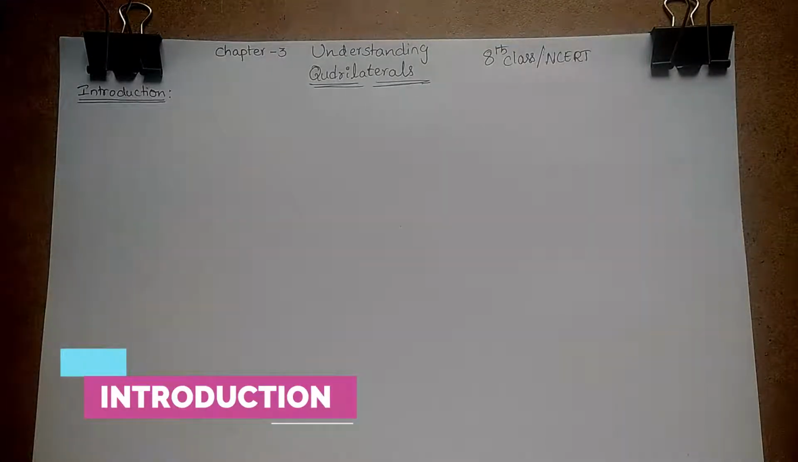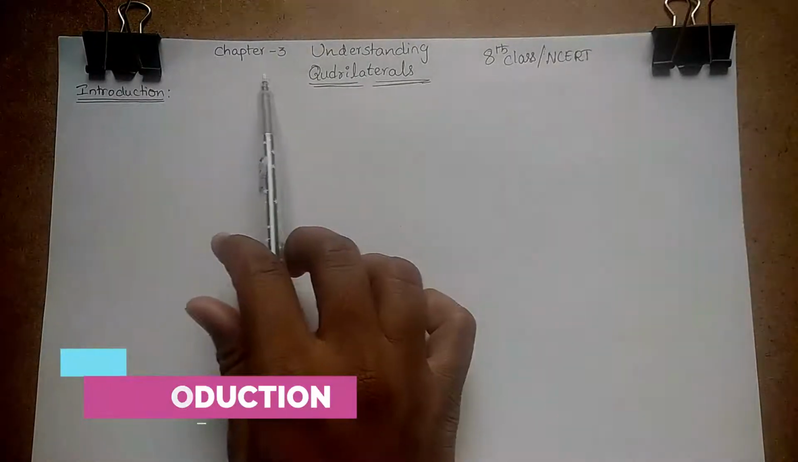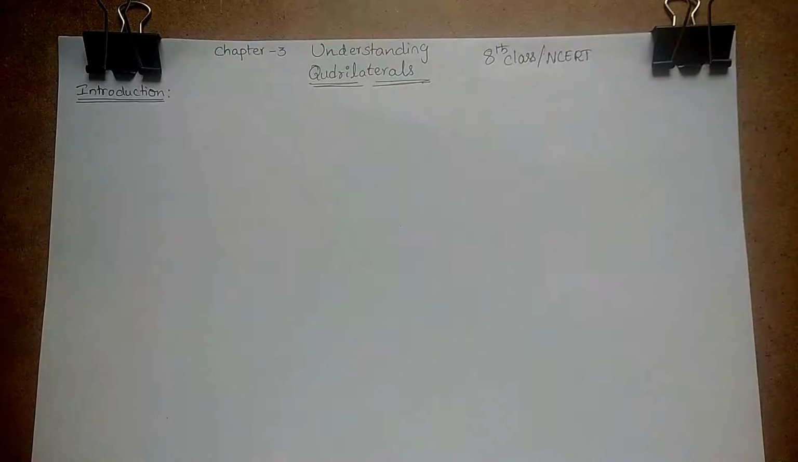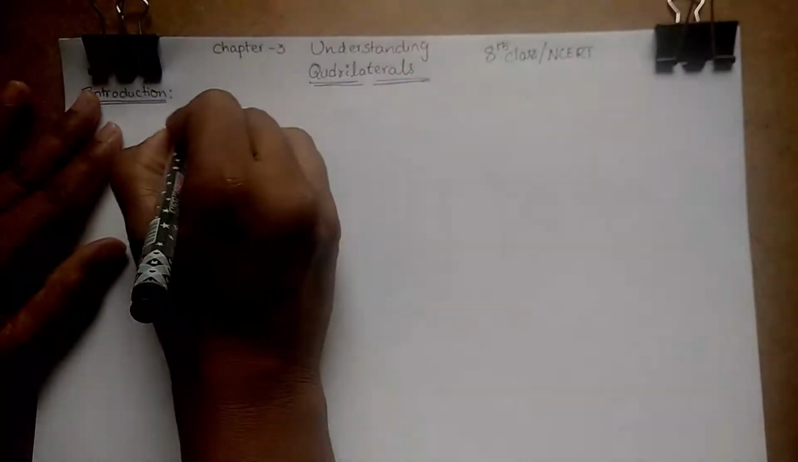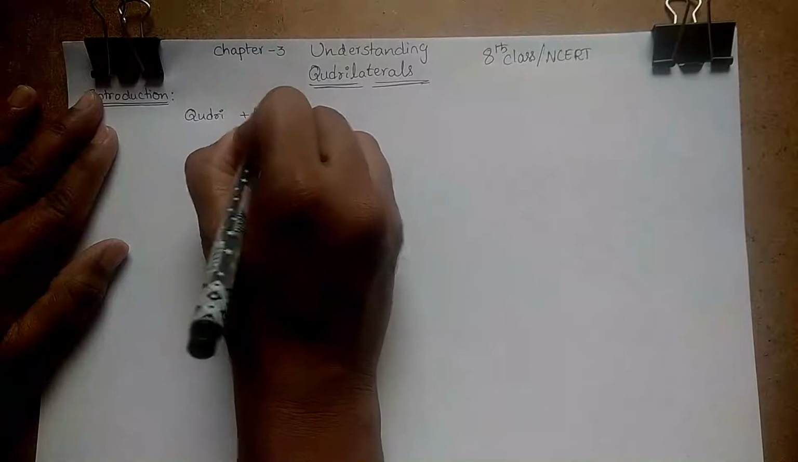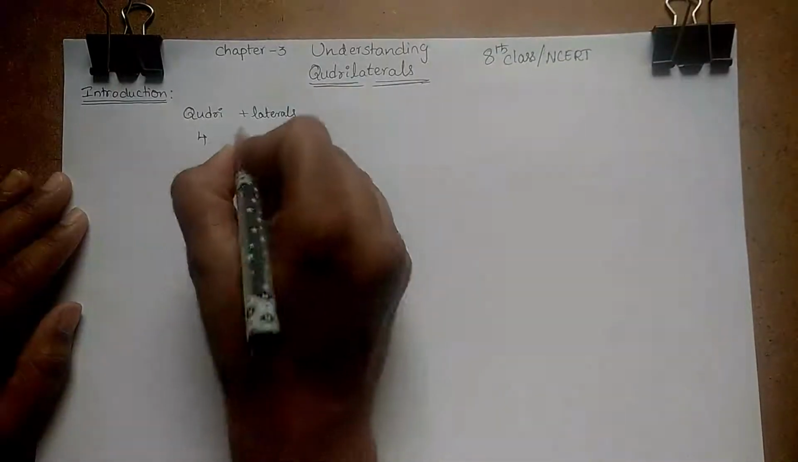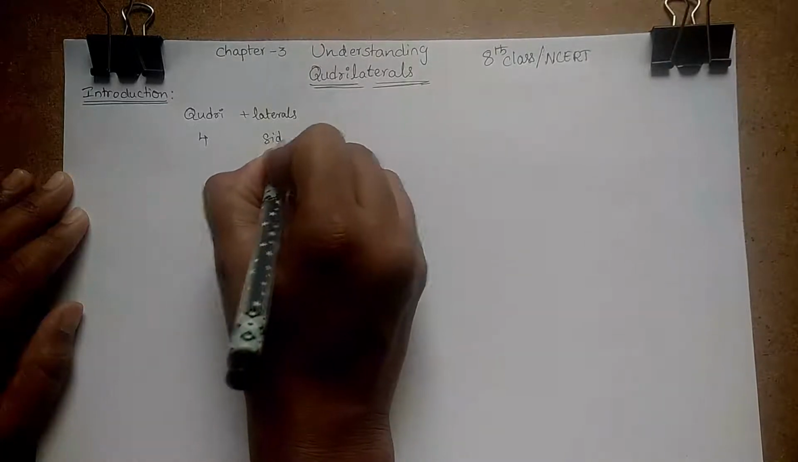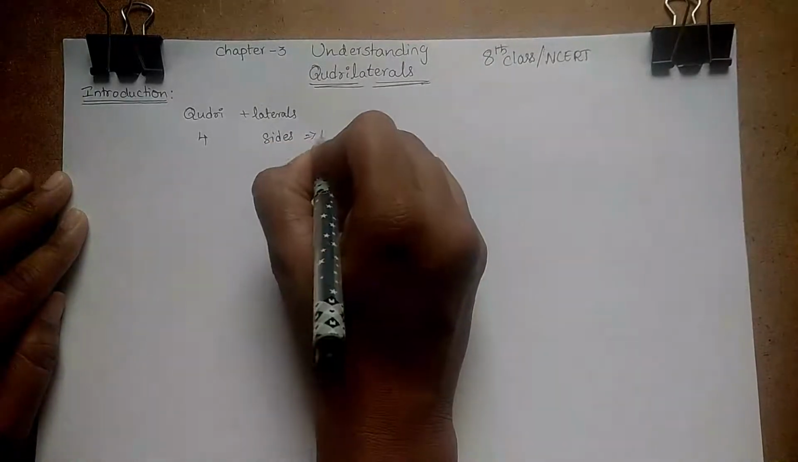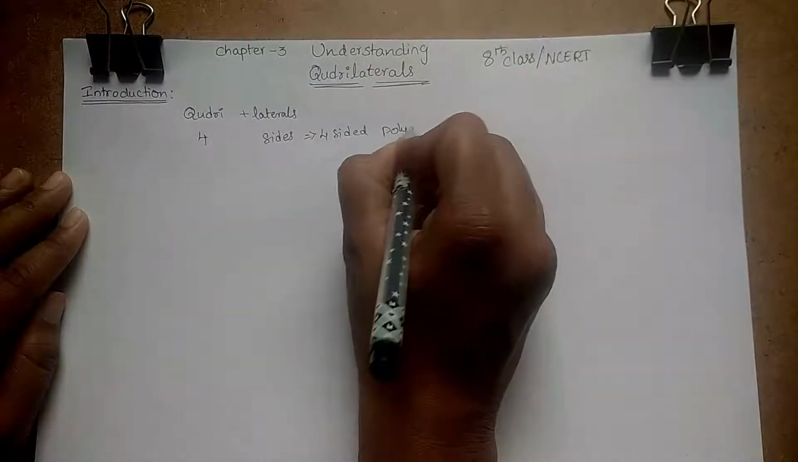Today I am going to tell you about understanding quadrilaterals from chapter 3 of 8th class NCERT. Introduction. Before going into the introduction, what is meant by quadrilaterals? The name itself is telling you: quadri plus laterals. Quadri means 4 and laterals means sides. So, that is a four-sided polygon.